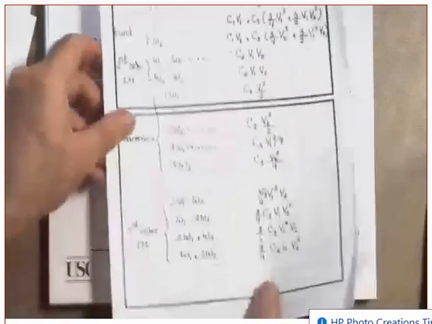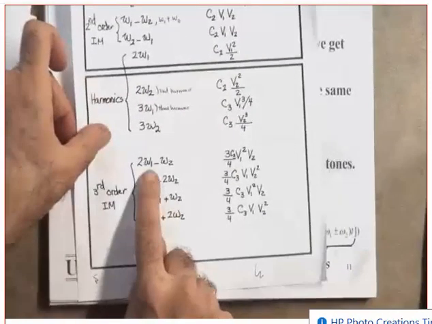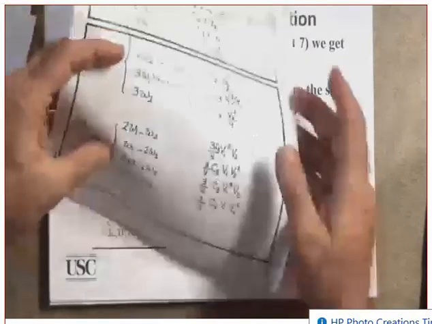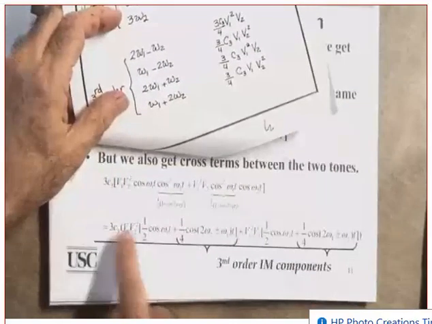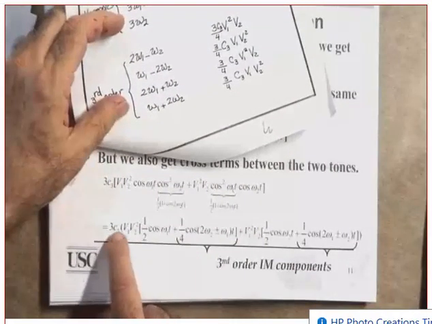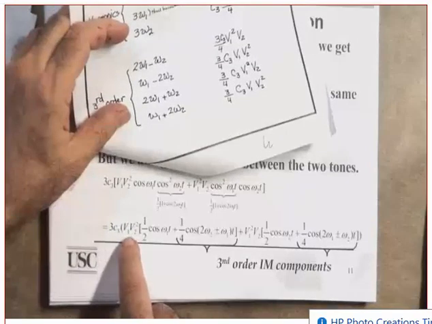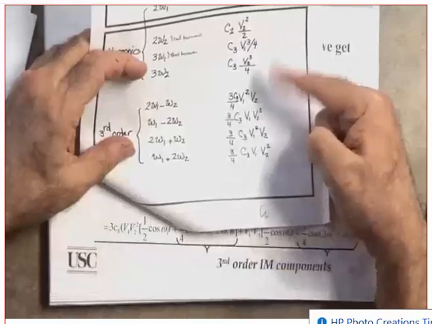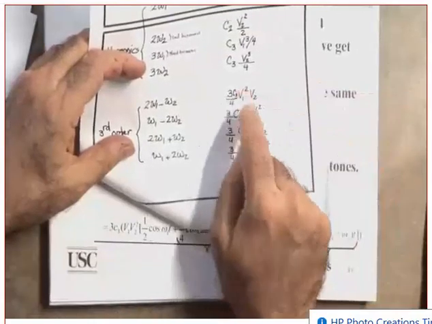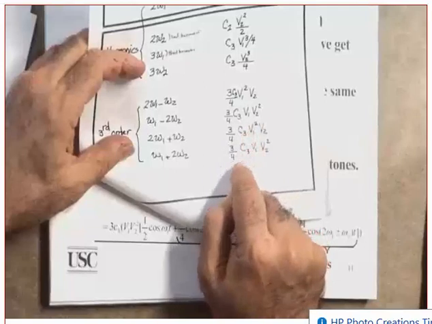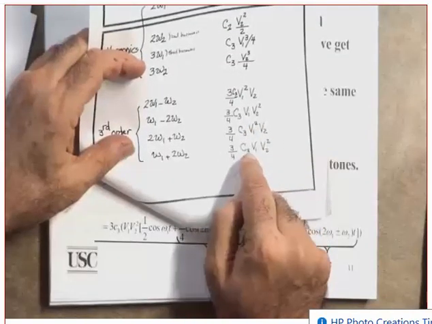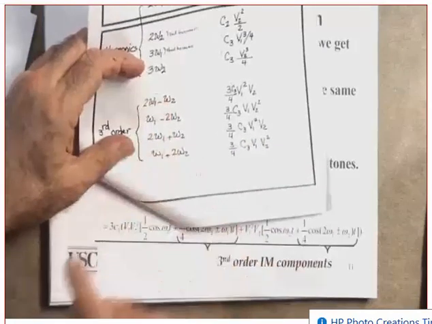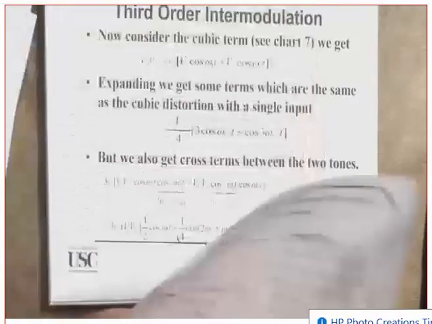Now, in the table, where is it? This one, and this one, and this one, and this one, depending on which one it is. What is this, so that you can see it? It's 3 over 4 times C3, V1, V2 square. You will get, by the way, all combinations. Did you get my point or not? In other words, V1 square V2, V1 V2 square, one for the pluses and one for the negatives. Did you get it? Okay, good.